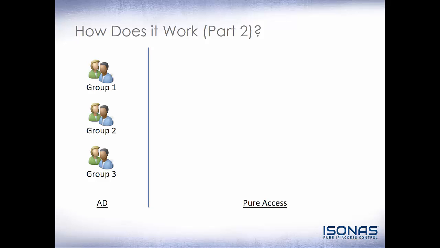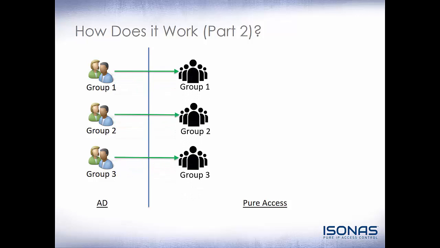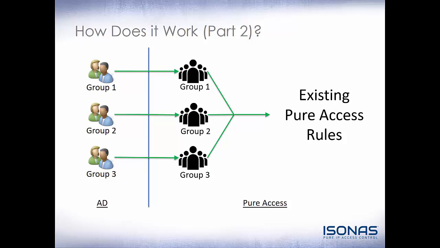So a little more information on how this works. We have groups in Active Directory. We have users inside those groups. We create user groups in Peer Access. During the synchronization, those users transfer from Active Directory and are pulled into Peer Access. Those groups are linked to existing rules in Peer Access, and an update is run to push out new rules and add new users into the system.